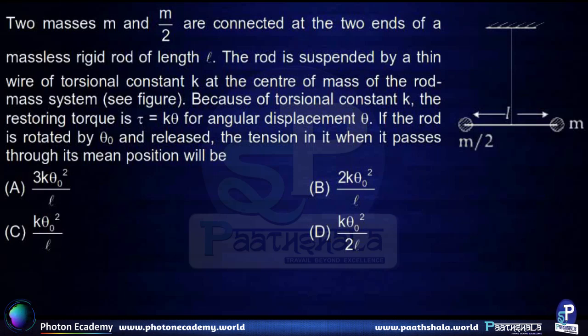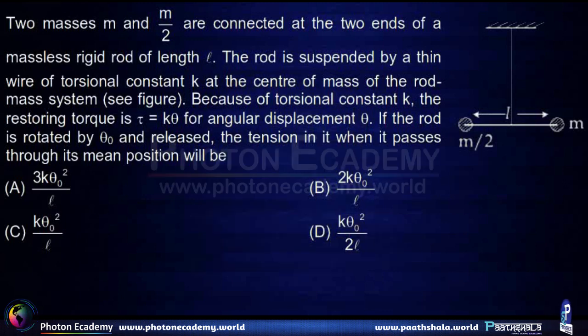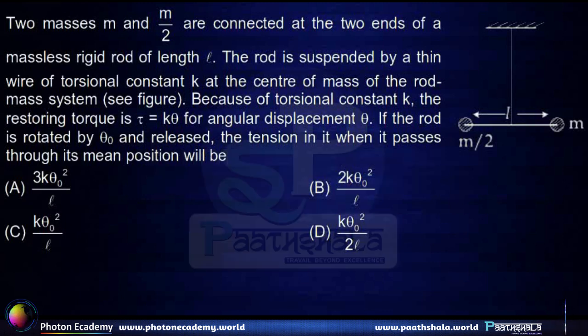Two masses m and m by 2 are connected at the two ends of a massless rigid rod of length L. The rod is suspended by a thin wire of torsional constant K at the center of mass of the rod mass system. Because of torsional constant K, the restoring torque is tau equals K theta for angular displacement theta. If the rod is rotated by theta naught and released, the tension in it when it passes through its mean position will be.